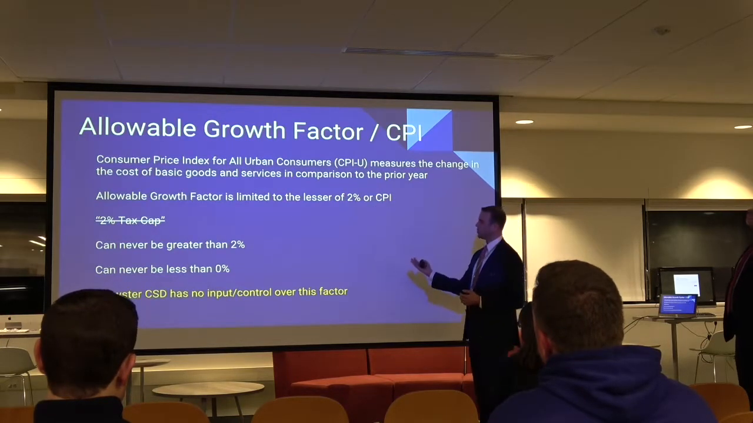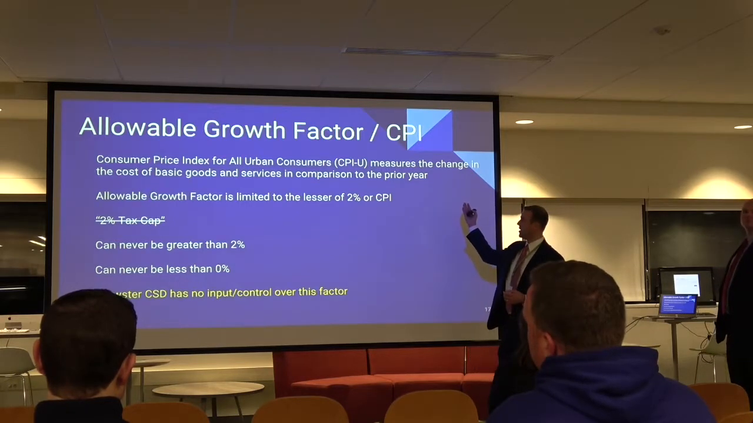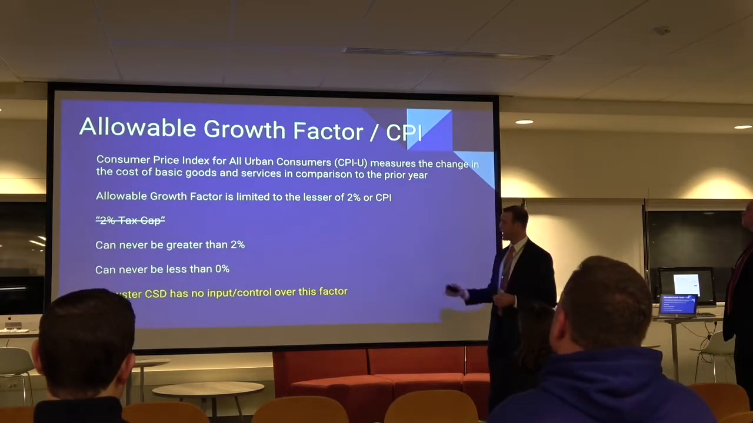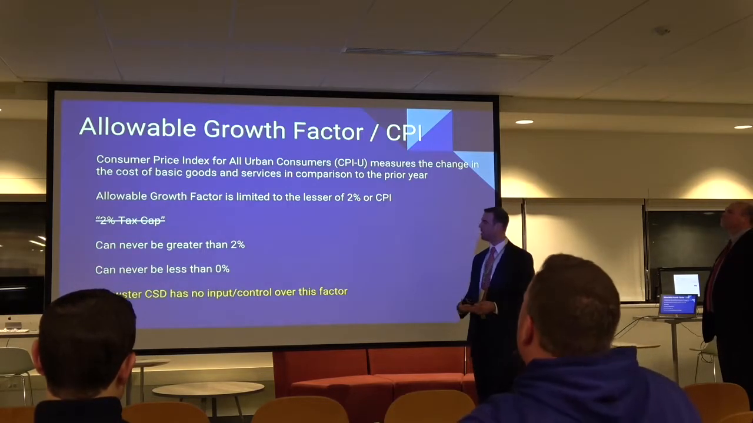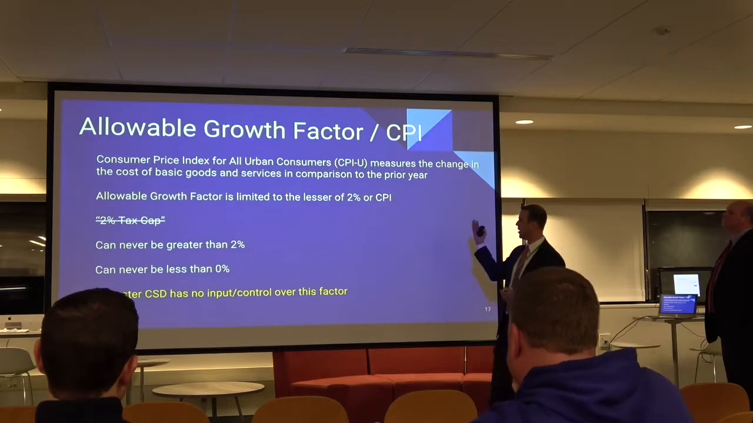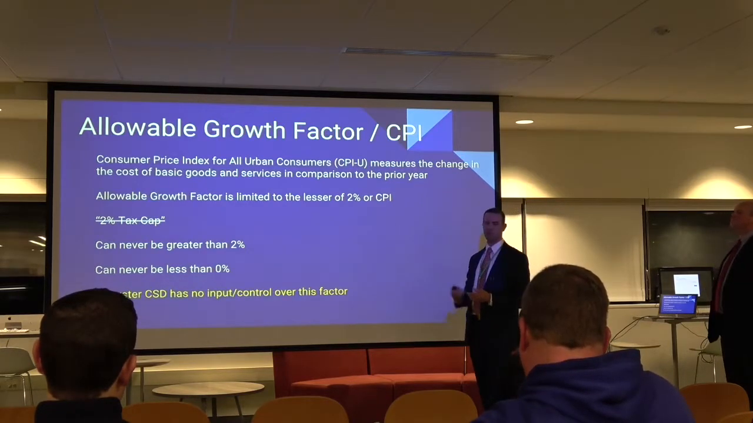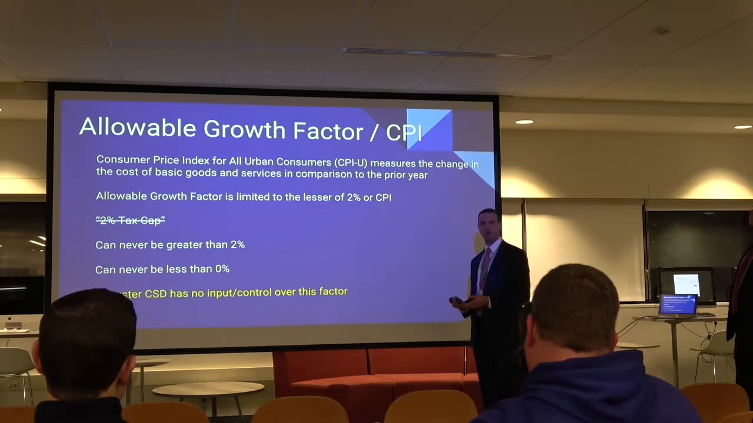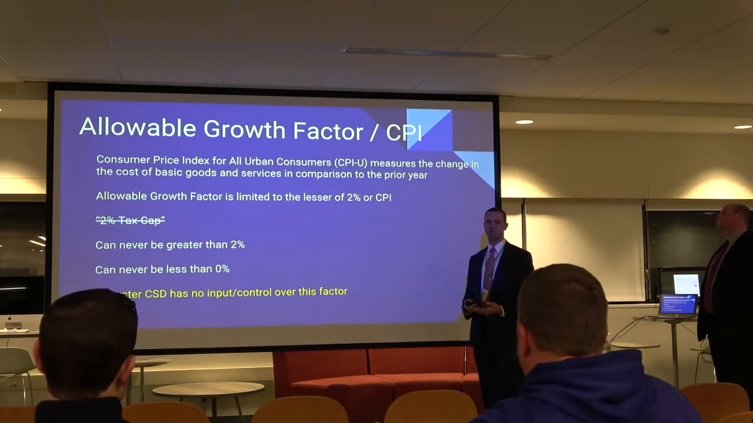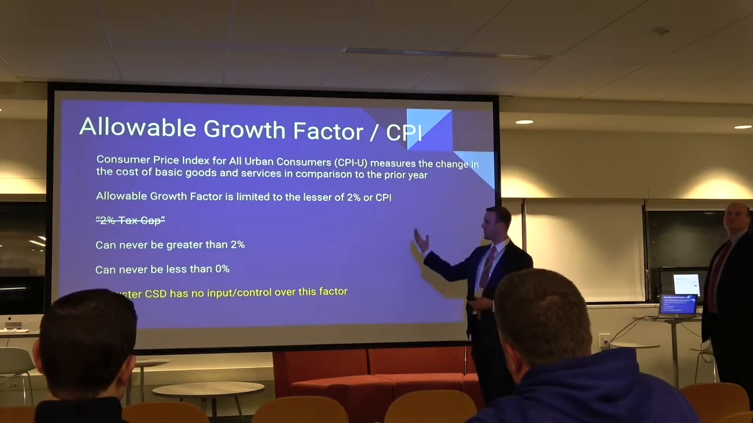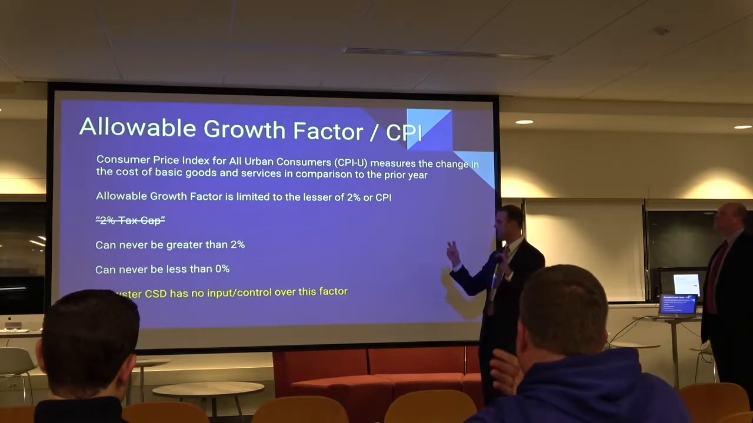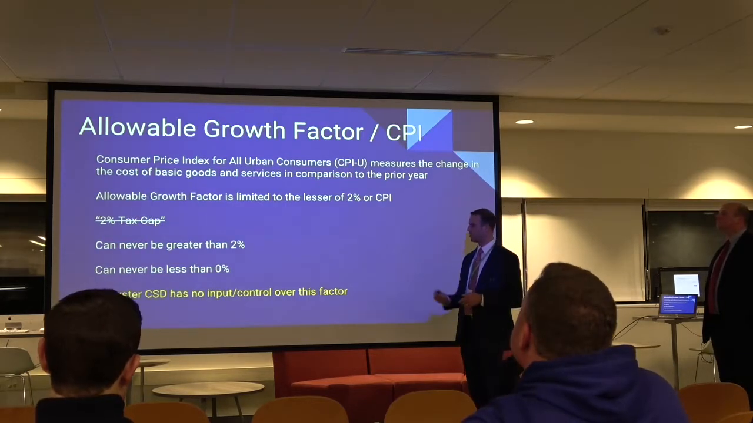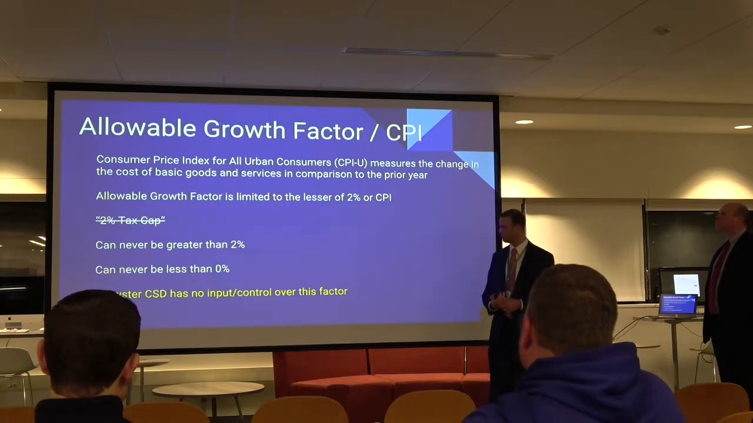So then you have the allowable growth factor, or the change in the consumer price index, CPI. This is really where the tax cap gets its misnomer as a 2% tax cap, because it's limited to the lesser of 2% or the change in CPI. So for the year ended 2018, the consumer price index was actually about 2.4%, so for the purposes of our tax cap calculation, we can only use 2%. So that's where the 2% tax cap gets its name. Again, it can never be greater than 2%, and it can never be less than 0.